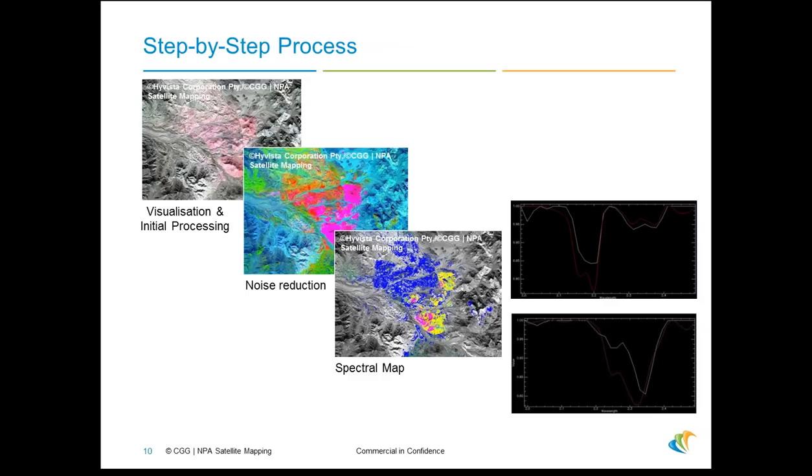We can do the same with the broadband analysis, but of course we won't see some of these very subtle features, but we can still get a good indication of where key minerals or mineral groups might be. And the same again with the chlorite at the bottom, which is often found in alteration areas. We can see the red line being the reference and the white being the spectra extracted from the image.